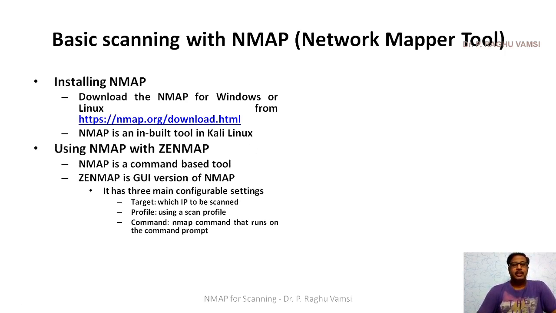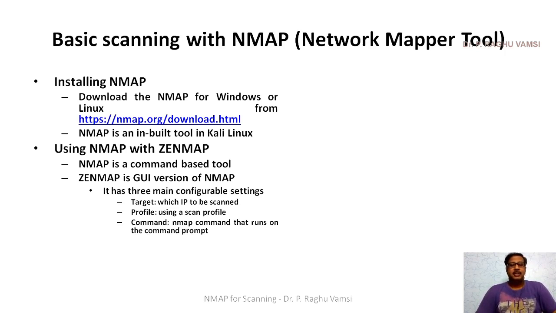Usually, there are two versions of Nmap, such as Nmap and Zenmap. Basically, Nmap is a command line tool. From the command prompt of the operating system, you will operate this Nmap tool. Zenmap is a GUI version of Nmap in which a graphical user interface is available, with drag and drop and selection of various options and switches.